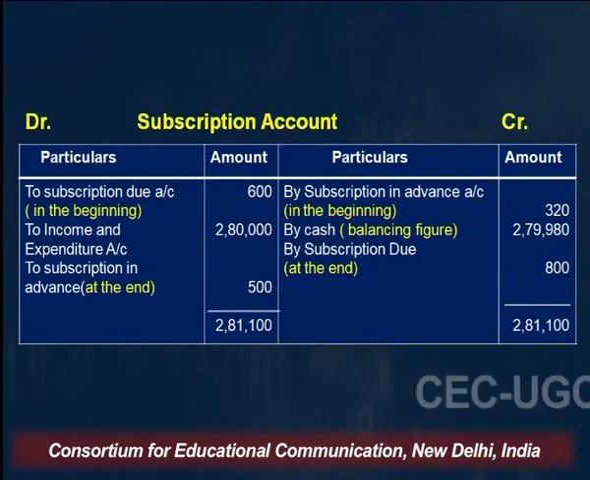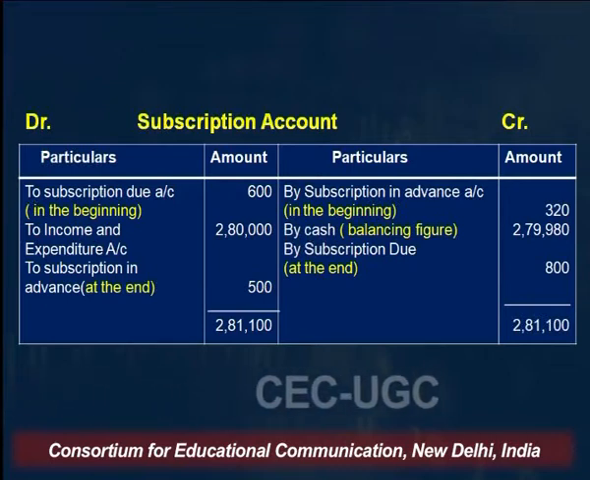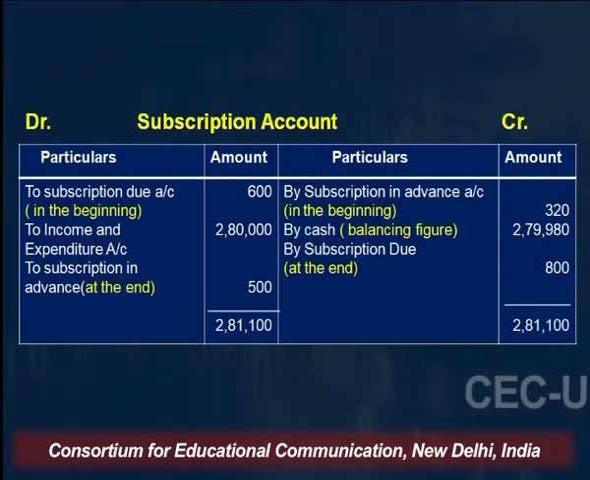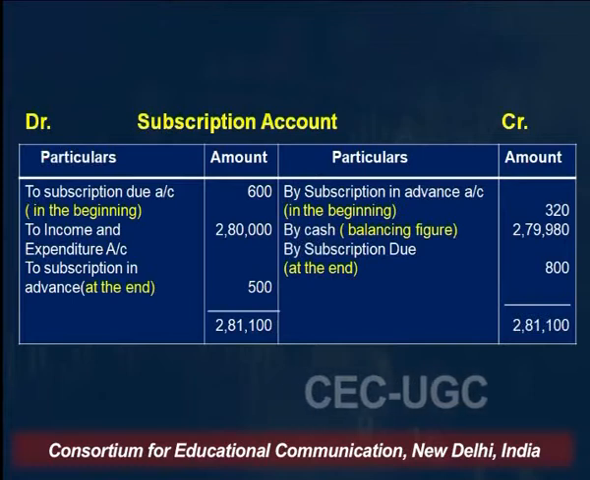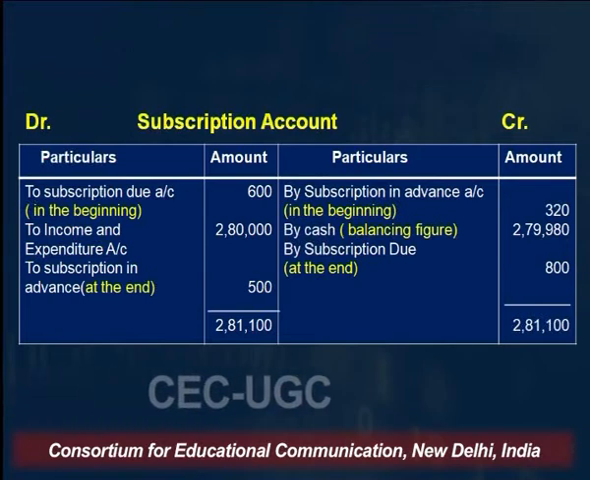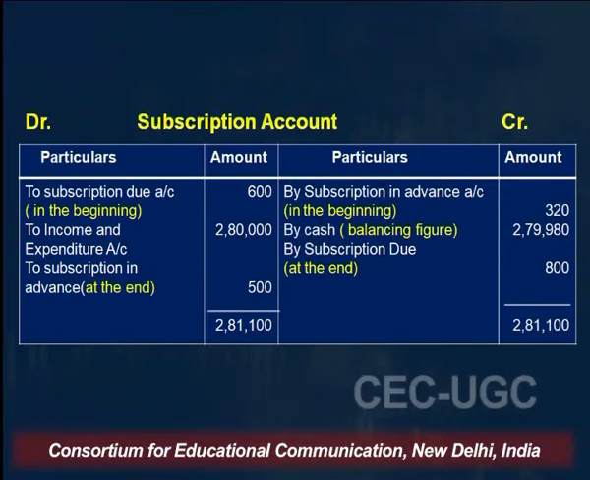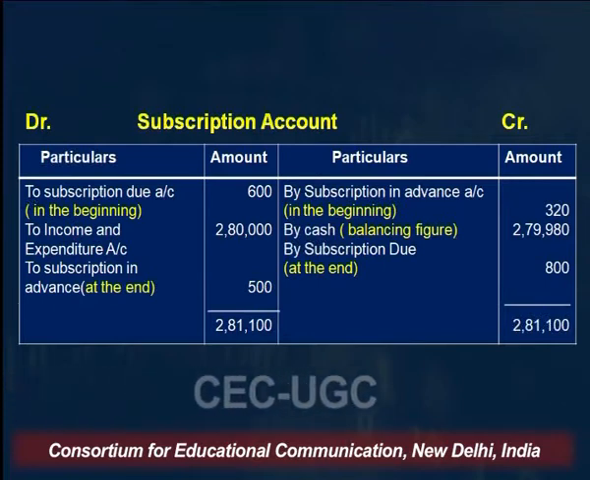How is it prepared? The total subscription due in the beginning, given in the additional information, is 600. Subscription due at the end is rupees 800. Subscription received in advance in the beginning is a liability, that's why it is shown on the credit side, with rupees 320. Subscription received in advance at the end is shown on the debit side, 500. So all these four items were given in the additional information.